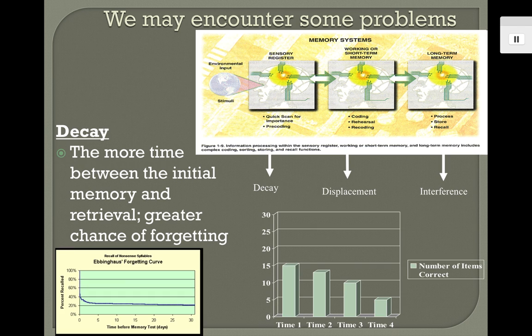Now, also with decay, we see the idea of what Ebbinghaus presented to us, this very famous forgetting curve, right? The longer we extend out between when we learned information previously and when we're trying to retrieve it, the harder it's going to be for us to accurately recall, in other words, retrieve that information at those specific points.